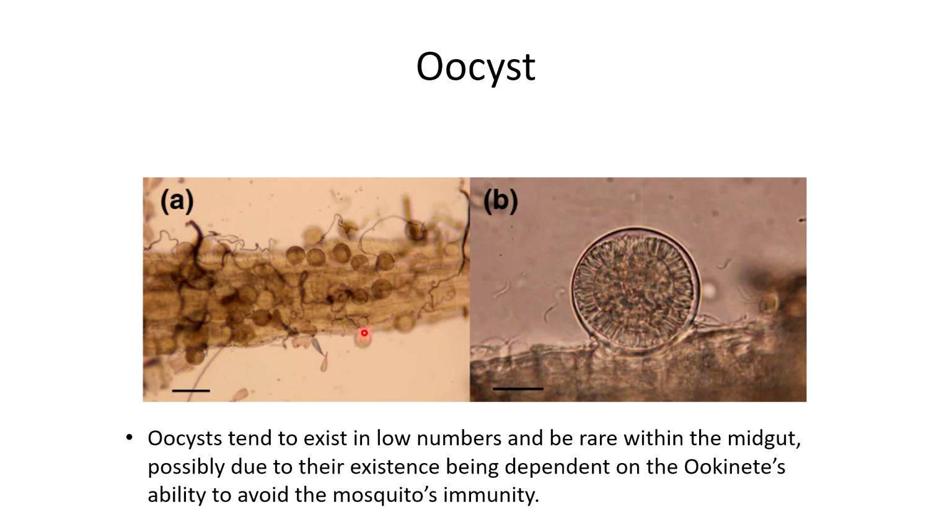So here's an image of oocysts. The oocysts tend to exist in relatively low numbers, and they're quite rare to actually see within the midgut of the mosquito. This is probably because the existence of the oocyst is actually dependent on the ookinetes' ability to avoid the mosquito's immunity and survive. For example, in this particular paper where this image was taken, only 4% of the mosquitoes that they tested, they could actually see the oocysts in. So they're just rare to see.